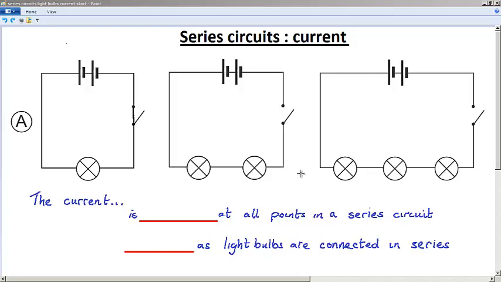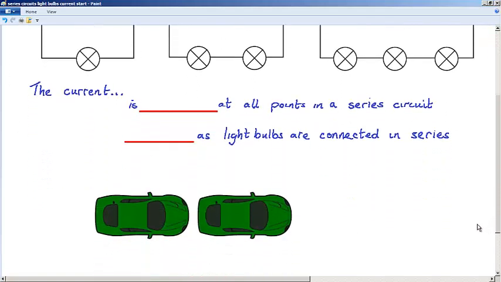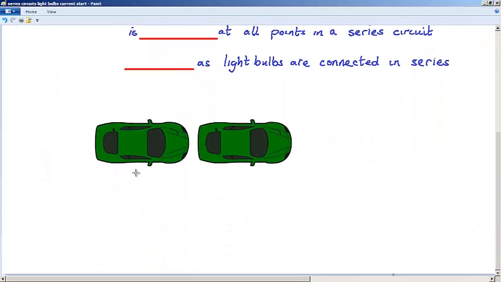In this lesson, we're going to look at series circuits, and in particular, the current that flows in the series circuit. But first of all, let's just think what we mean by a series circuit. Now, we can take this illustration from the idea of parking cars. So, for example, here we've got two cars parked in the street, and they're parked in series. That means they're parked nose to tail.